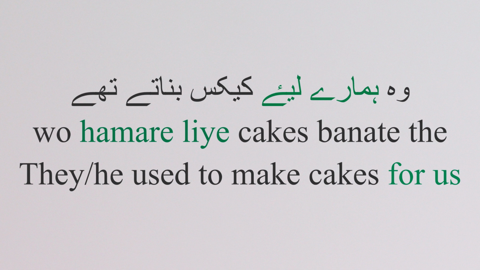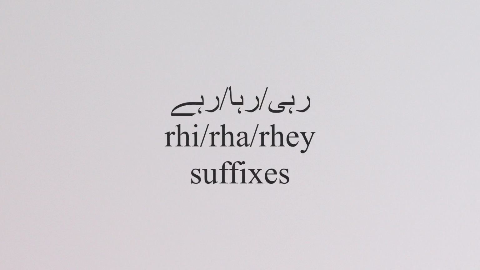Now we're going to go to our next category, which is the present continuous tense, which is the action that is ongoing. Now the suffixes for this tense are rahi, raha, and rahe. There's a consonant ra and then there's a ha after it, which makes it a bit difficult. Raha, rahi, and rahe.